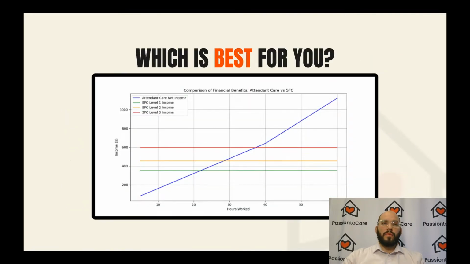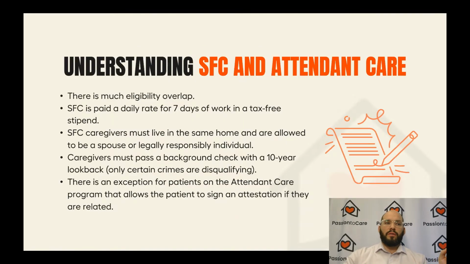Now, one other important distinction between the two programs is that with attendant care, you are paid and it is billed on an hourly basis. The amount of hours that you can care for the relative or the patient are decided by the assessment that's done through the case management companies, and oftentimes it's done through a nurse. And they decide what level of care a person is entitled to, how many hours a week of care they need. Or conversely, if a person is going to be on the structured family program, which level of structured family care they are entitled to.